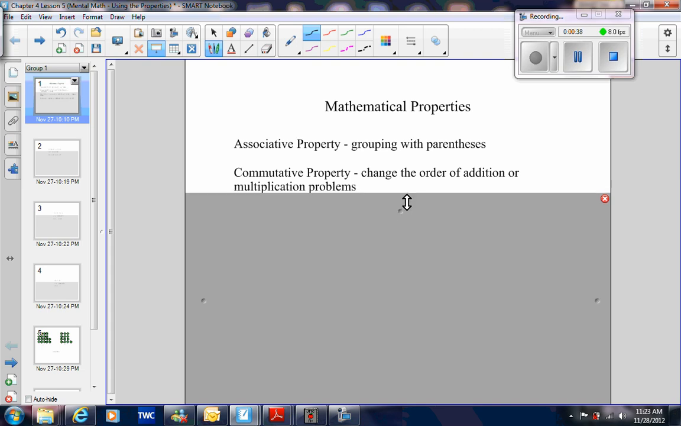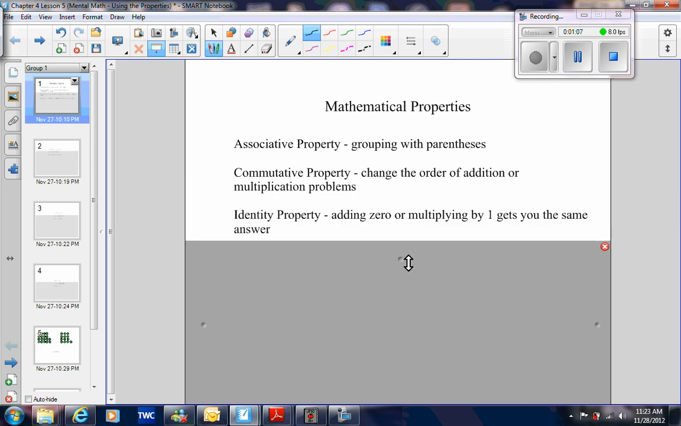Okay. Commutative property, or commutative property, some people call it. You can change the order of addition or multiplication problems. You saw me use this in one of our previous lessons when I was solving equations for variables. If the variable didn't come first and it was an adding problem, I just switched it around so the variable would come first so that we were solving them in that way. So you've already seen me use the commutative property.